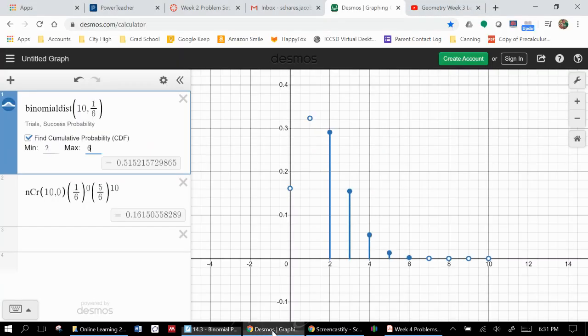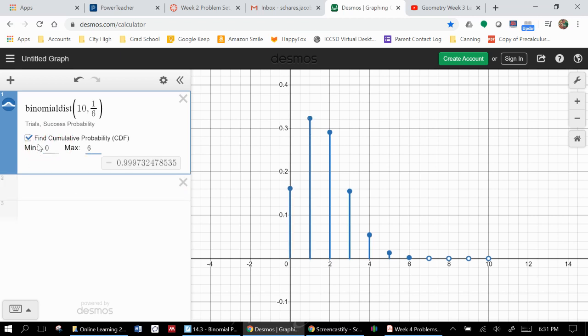So when I go to Desmos, I have this typed in already. 10 times, the probability of it happening is 1/6. And I want less than 4. So I'm just going to type in 0 as my minimum and 4 as my maximum. And so the probability that I roll a dice 10 times and get less than 4 ones is 98%. It's almost always going to happen.